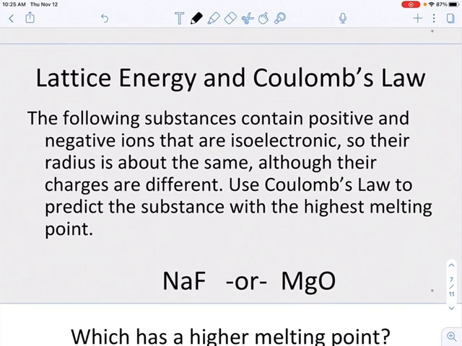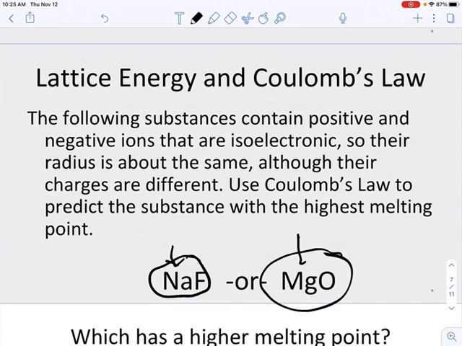So if we compare two substances, sodium fluoride and magnesium oxide, we should be able to determine which one will have the higher melting point. For these examples, if you have a periodic table, you should see that sodium and magnesium are right next to each other on the periodic table. So a sodium ion and a magnesium ion have the same electron configuration. That means they're isoelectronic, which will be nice for our example, because it means they're about the same size. For oxygen and fluorine, they're also right next to each other on the periodic table, and their ions are also isoelectronic with each other, meaning that their ions will be about the same size.